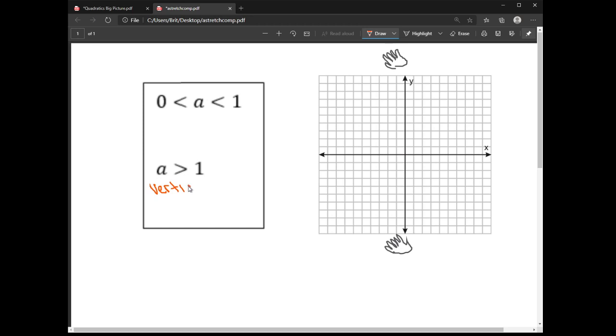And this occurs when the value of A is bigger than 1. Now understand, when I say the value of A, I mean really the absolute value of A. So I'm ignoring the negative that might be in front of the A. Okay? So if the absolute value of A is bigger than 1, I'm going to get some kind of vertical stretch. So say, for example, I'm looking at the function f of x equals 2x squared.